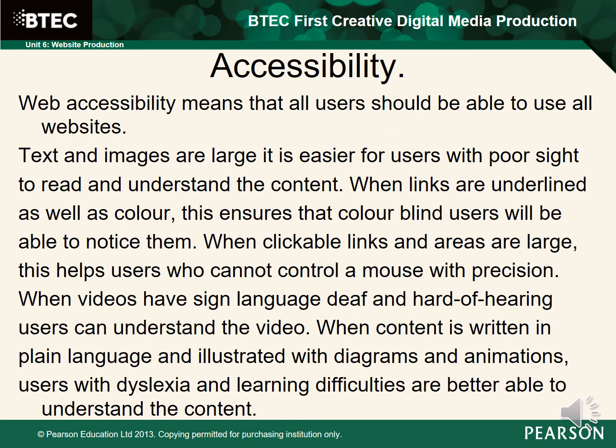Next section is accessibility. Web accessibility means that all users should be able to use all websites. When text and images are large, it's easier for users with poor sight to read and understand the content. When links are underlined as well as coloured, this ensures that colourblind users will be able to notice them. When clickable links and areas are large, this helps users who cannot control a mouse with precision. When videos have sign language, deaf and hard of hearing users can understand the video. When content is written in plain language and illustrated with diagrams and animations, users with dyslexia and learning difficulties are better able to understand the content.